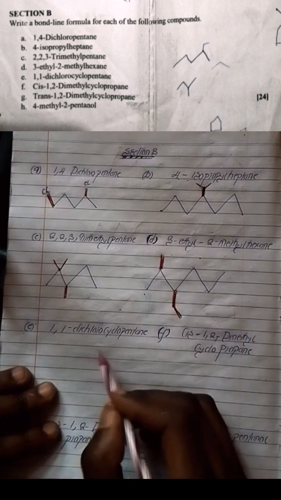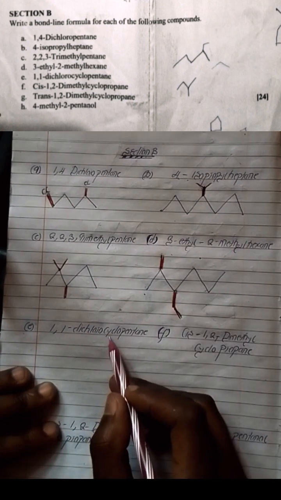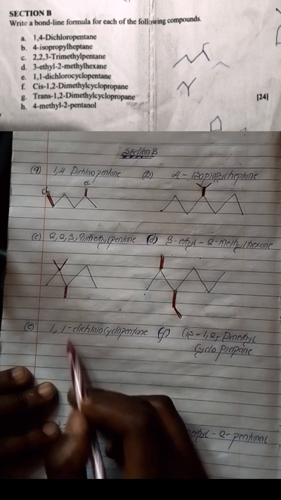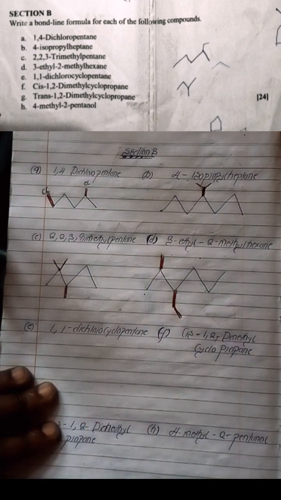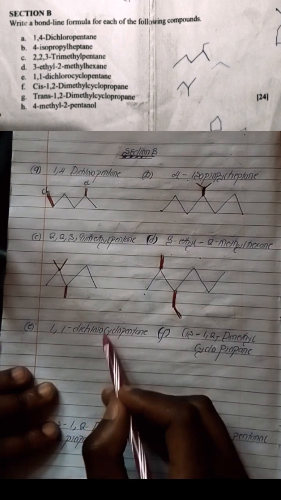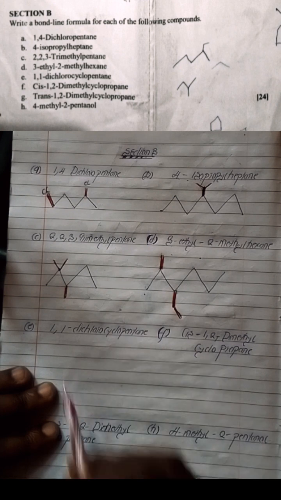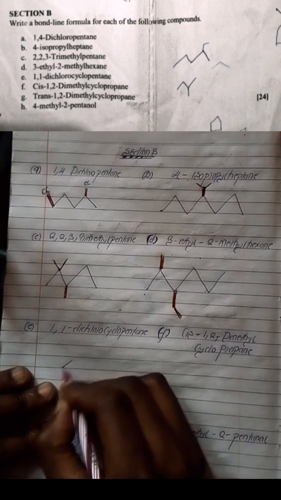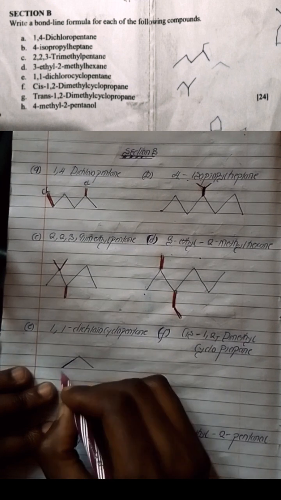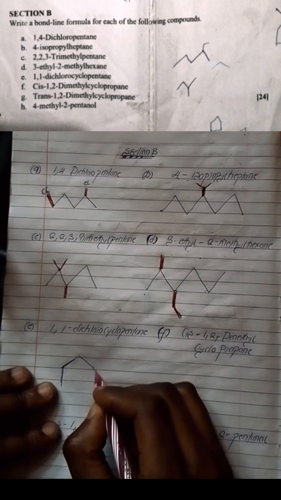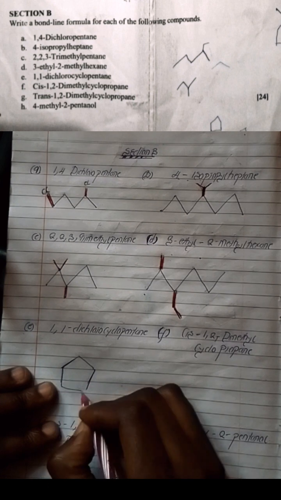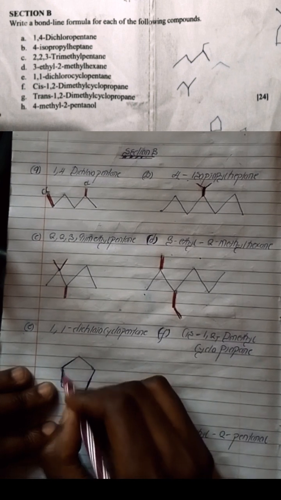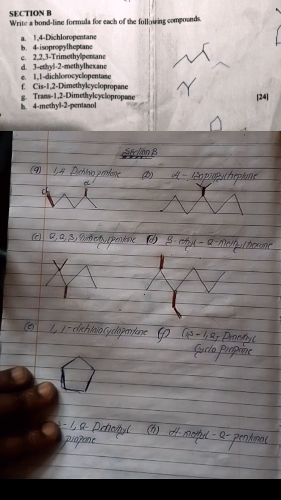The next one, so this one says 1,1-dichlorocyclopentane. So the first thing I start with is the cyclopentane. So pentane, when you see pent, it's implying 5. So it's cyclic. I'll be able to draw it like that. Okay, I'm not a very good artist, but I'm sure you get the point. So that's your cyclopentane part.